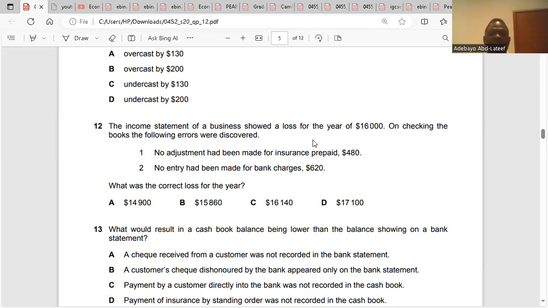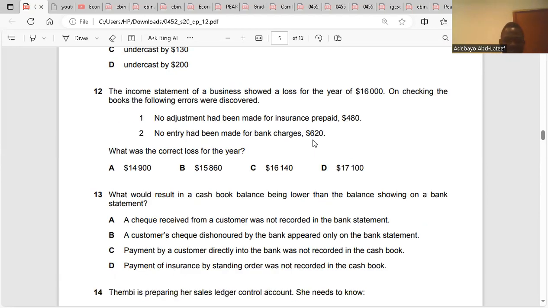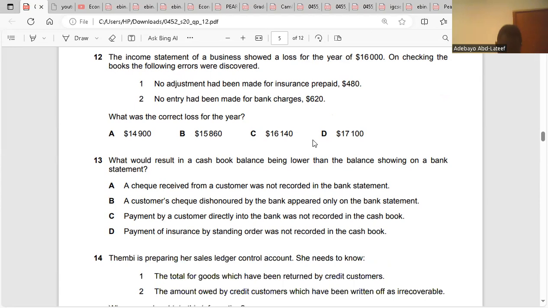On checking the books, the following errors were discovered. No adjustments have been made for prepaid insurance. Prepaid insurance is an asset, so you have minus 16,000 plus 4,480. Then no entry has been made for bank charges. Bank charges were supposed to be deducted. So you have minus 16,000 plus 480 minus 620, which is 16,140. The loss is 16,140. Is it clear? Yes. Question 12 is C. Question 13.